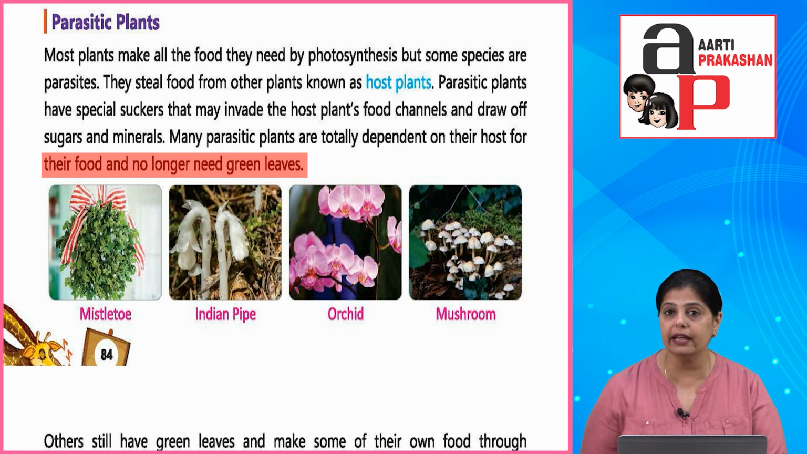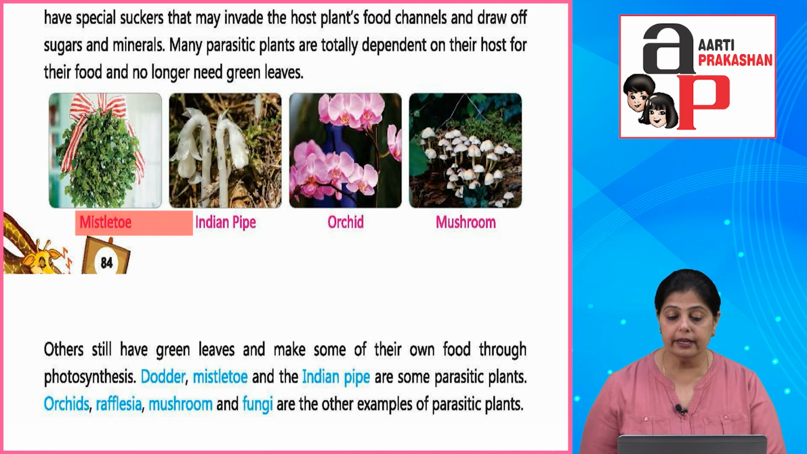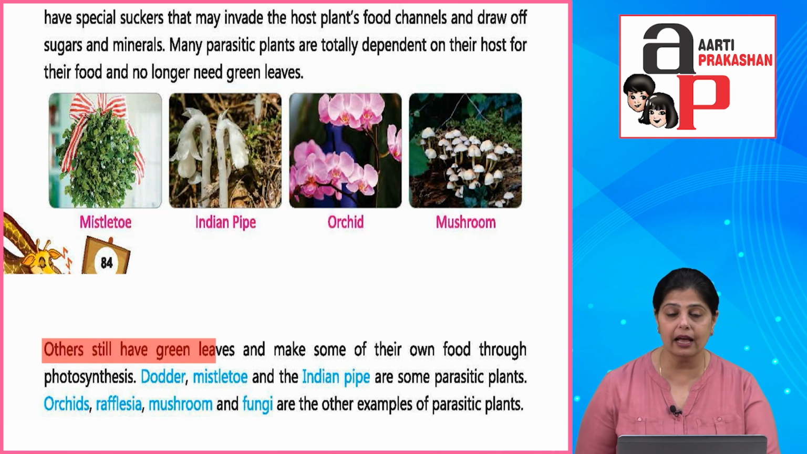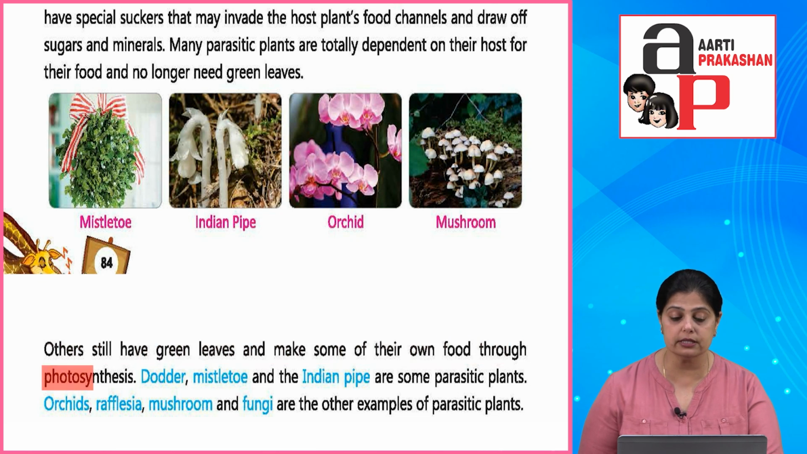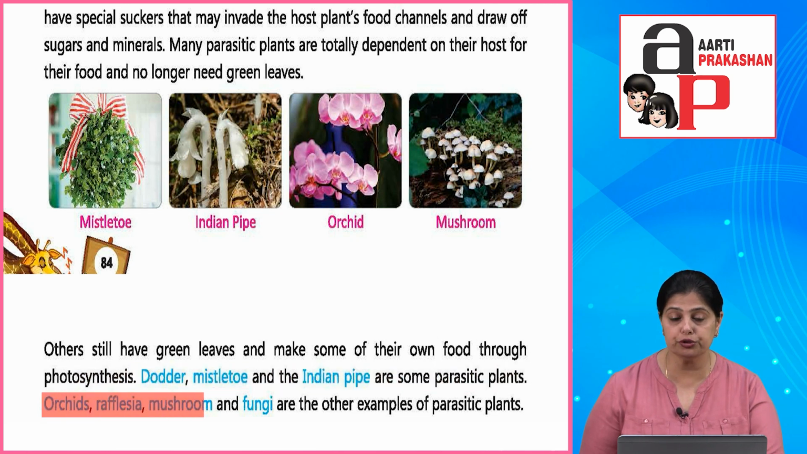they no longer need any type of green leaves. Okay, examples are mistletoe, Indian pipe, orchid and mushrooms. Okay, so others still have green leaves and make some of their own food through photosynthesis. Dodder, mistletoe and the Indian pipe, they are some of the parasitic plants. Orchids, rafflesia, mushroom and fungi are the other examples of parasitic plants.